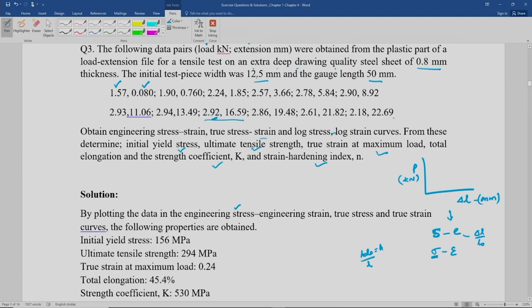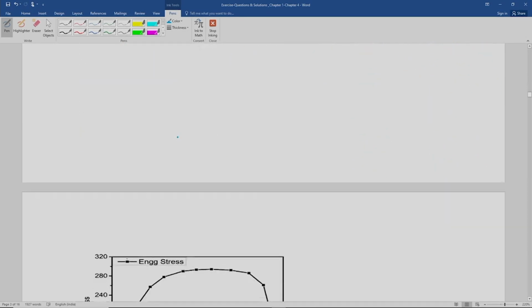So, you can get A, and epsilon is nothing but ln of L by L naught, where you can put 50 for L naught. That will give you true stress strain data, and from the true stress strain data you can directly get the logarithmic stress and strain curve. Generally it is a straight line, and from here you can get the initial yield stress. It is also given that the data is obtained from the plastic part of the load extension file, which means there is no elastic part. That is comfortable here, because the first data point itself can be assumed as your initial yield stress, which to some extent we have calculated here.